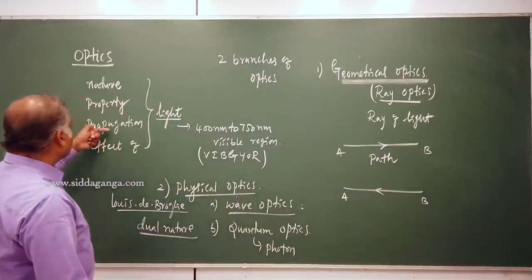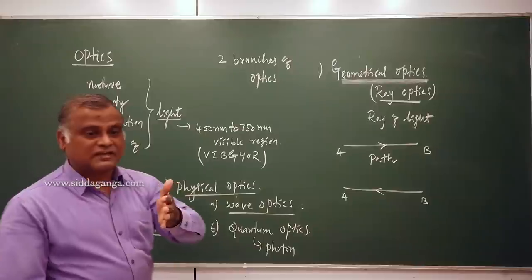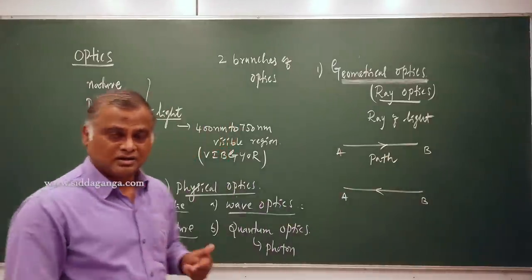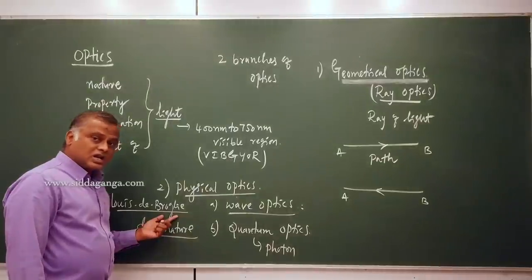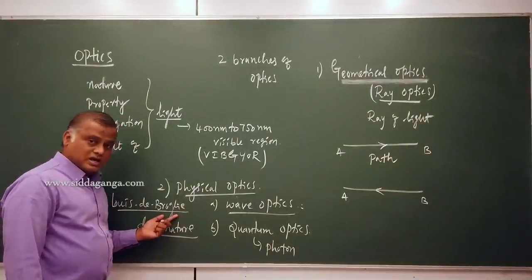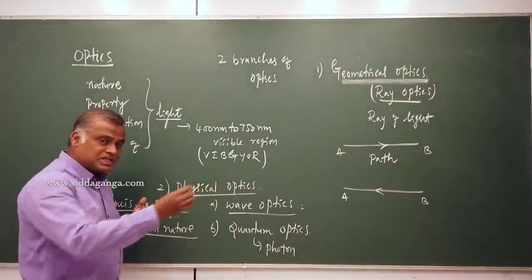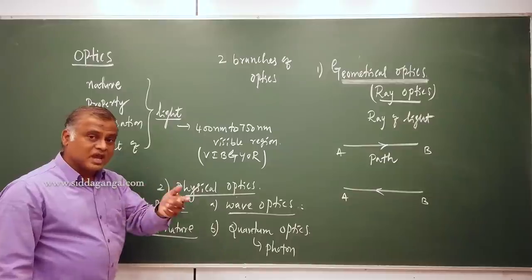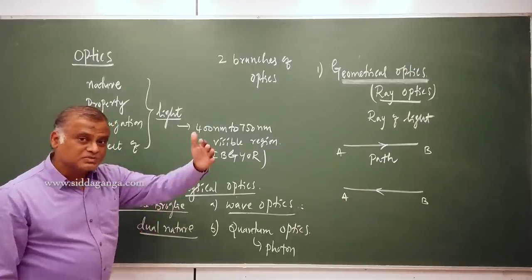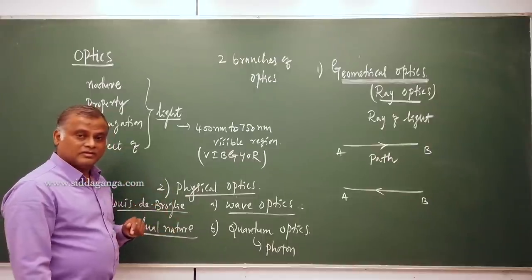So we said propagation of light here. When light propagates from one medium to another, with the theoretical knowledge given by de Broglie, whenever light propagates, during its propagation, light is considered as a wave. The energy which is being transmitted is considered as a wave.